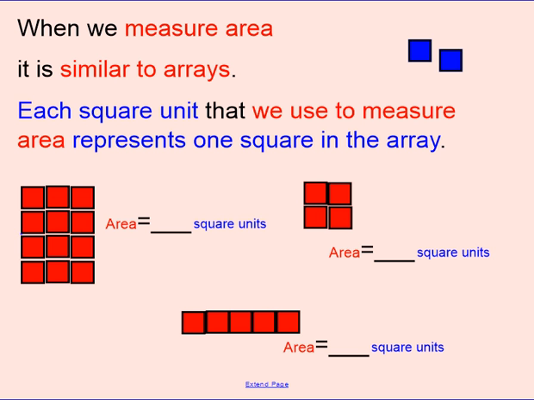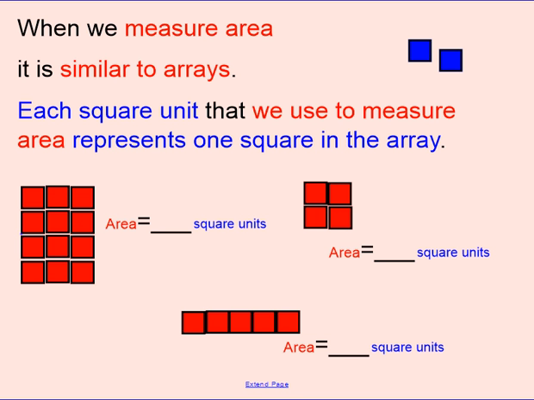The third graders learned how to measure the inside of the shape using area. They learned that area is a measurement of the space that is inside of a shape, and that you can measure a shape's area by filling the space with square units. I connected it to arrays. They used arrays to solve multiplication problems. And they learned that each square unit that we use to measure area represents one square in an array.